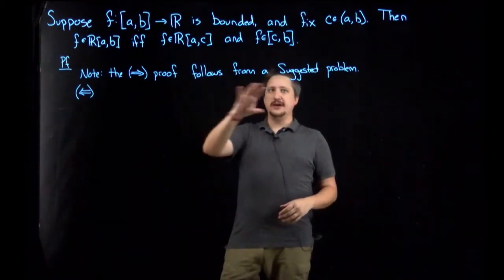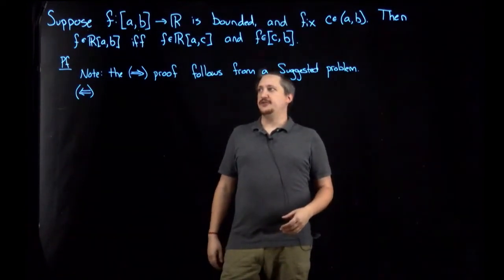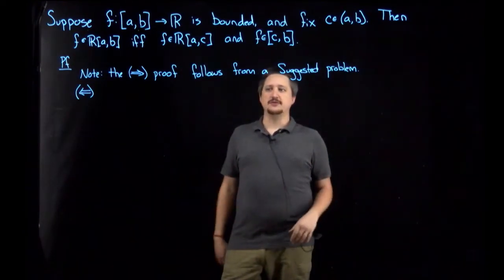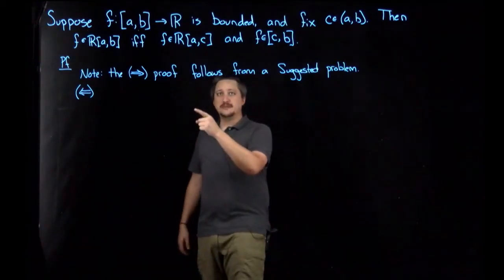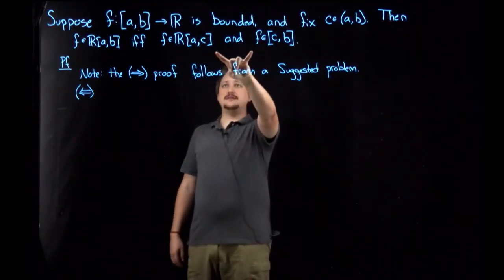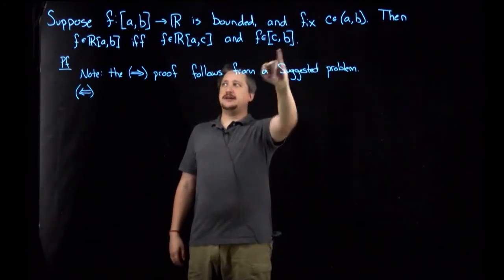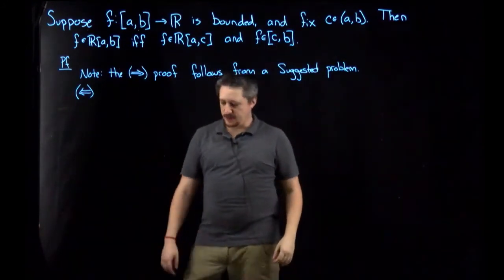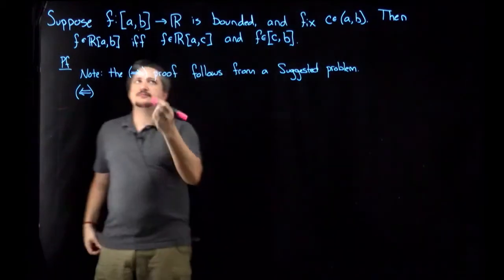So I'm not going to cover that one yet, but if there are questions or whatever, obviously feel free to email, right, or bring it up in office hours, that kind of thing. So I'm going to be doing the reverse implication, meaning that I'm assuming both of these pieces, right, that it's Riemann integrable on a to c and c to b. I want to show that the whole thing is Riemann integrable. Okay, so suppose exactly that.